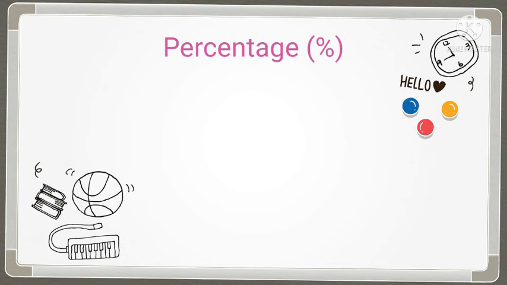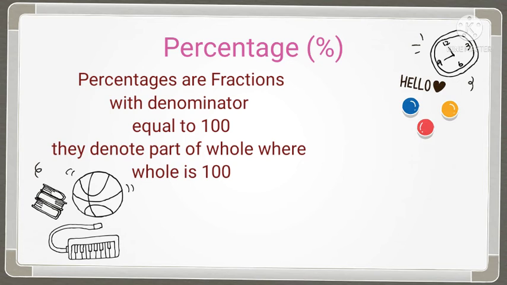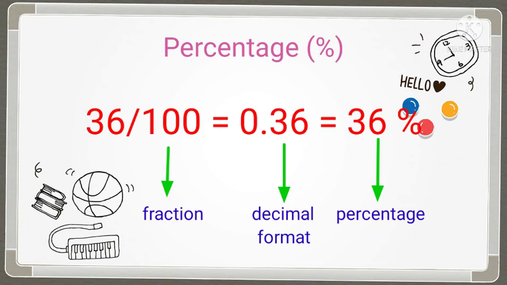Talking about percentages, they are special fractions or special decimals where the denominator is 100. Suppose you have a cake and you divide it into 100 pieces and take away 36 pieces, then you have 36 fractions of the total 100 fractions of the cake, and this is called a 36% portion of the cake or any other quantity for that matter.